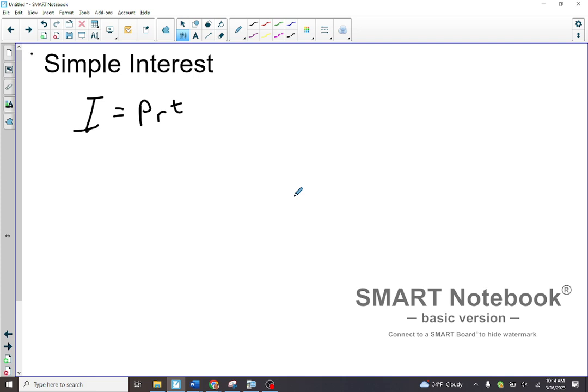It's I because that will find the interest. And if you want to know the amount, A is the amount. It's the principal you paid plus the interest you accrued.